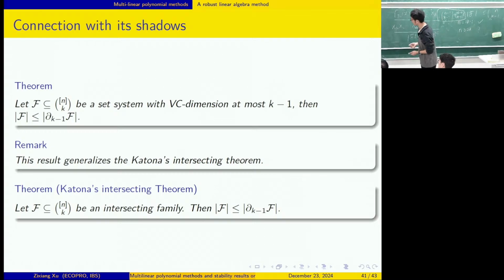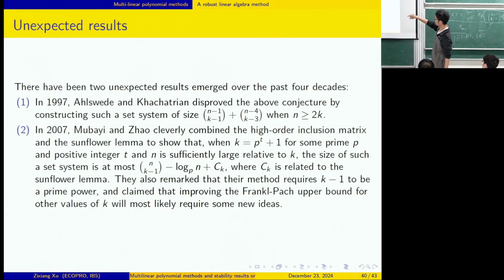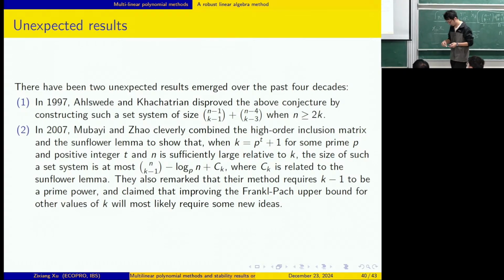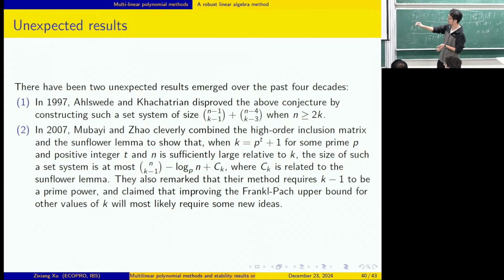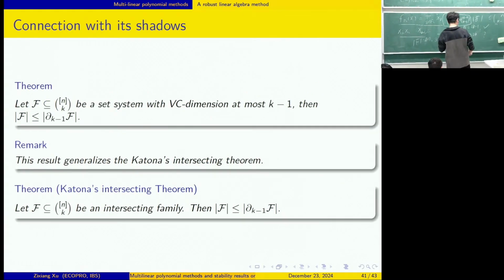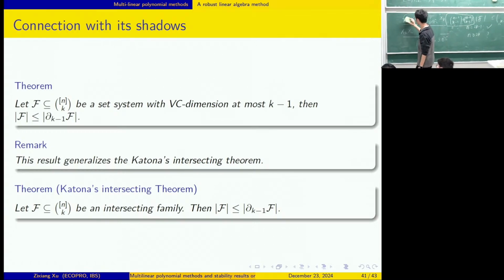And recently we tried to improve it, because they remarked in their paper that their method only works when k minus 1 is a prime power, and they showed some counterexample or proposition to show that if k minus 1 is not a prime power, then their method does not work. Okay. So we first try to find a multilinear polynomial method for the Frankl–Pach bound.